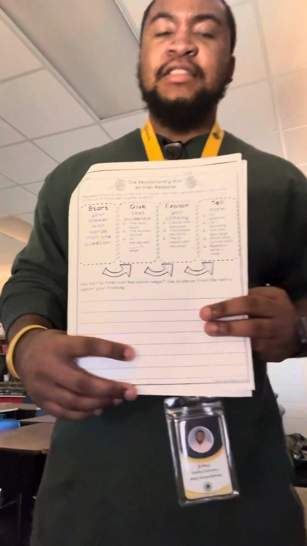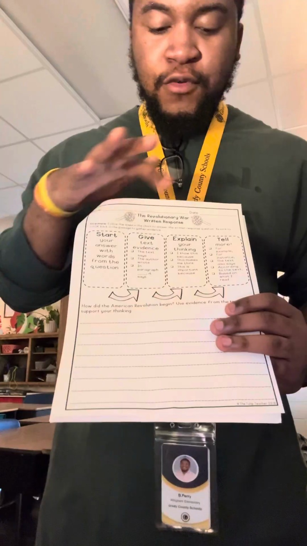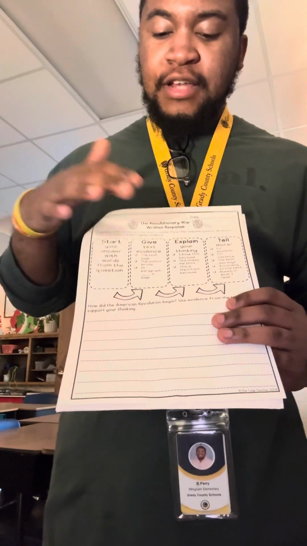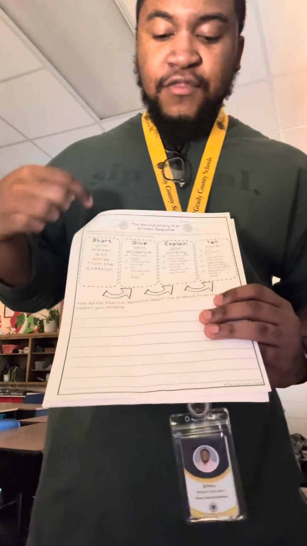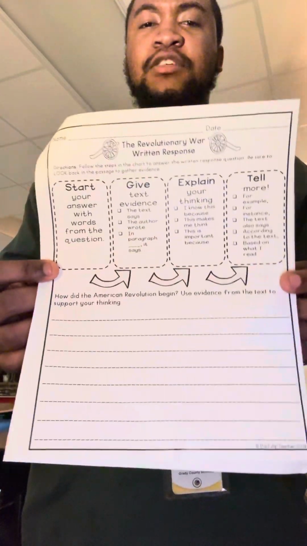The last part of this packet that you're going to do is the extended or short response using the RACE strategy. Okay, it's giving you the 4 boxes it wants you to use: RACE, restate, answer, cite, explain. It's also giving you a check box. Make sure you check everything off in those boxes to make sure you answered your question correctly.